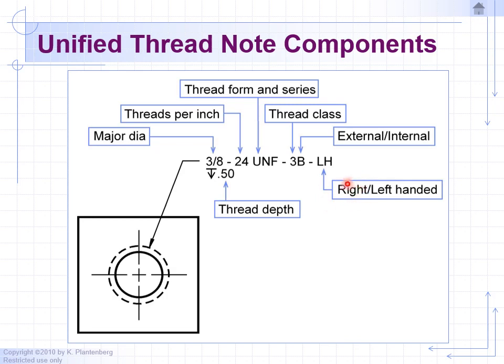So right-handed is more common. In this case, we're going with left-handed threads. And finally, we have the depth of the thread. So here it's telling us the thread has a depth of 1/2 inch.